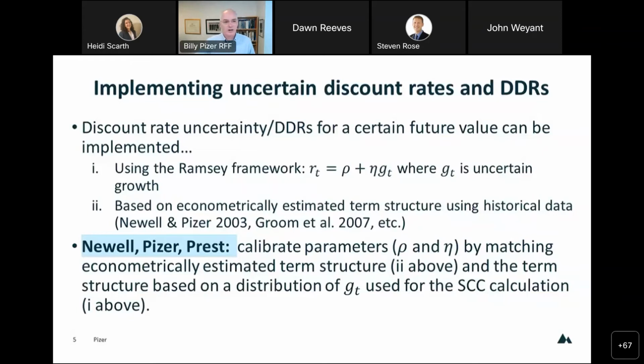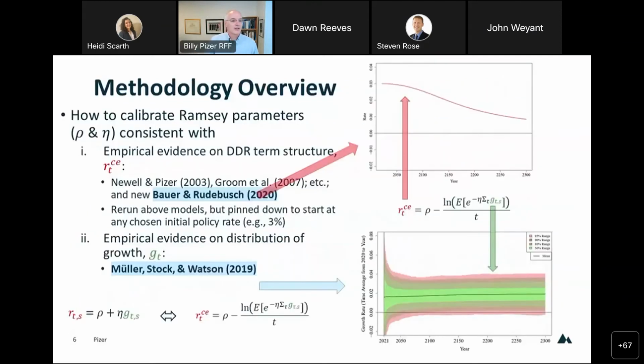To make that a little bit more concrete, as I mentioned, all these different people have done these empirical studies. They've modeled interest rate behavior, and then they've used these to project into the future and construct a term structure. This graph in the upper right shows you a term structure over the next 300 years for a discount rate based on work by Bauer and Rudebusch, published in 2020. We consider this to be one way of calculating the future term structure of discount rates. The other way, as I mentioned, is to use future uncertainty about the growth rate and the Ramsey model to figure out what uncertainty about discount rates is, and then develop an alternative term structure.